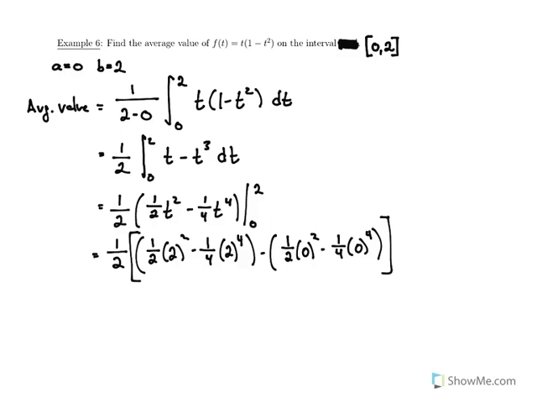Again, plugging in 0 is not going to give us anything, but please write that every single time. And this will give us 1/2 times, 1/2 times 4 is going to be 2. 2 to the 4th is 16, divided by 4 is 4. 1/2 times -2, or -1, is the average value of the function.